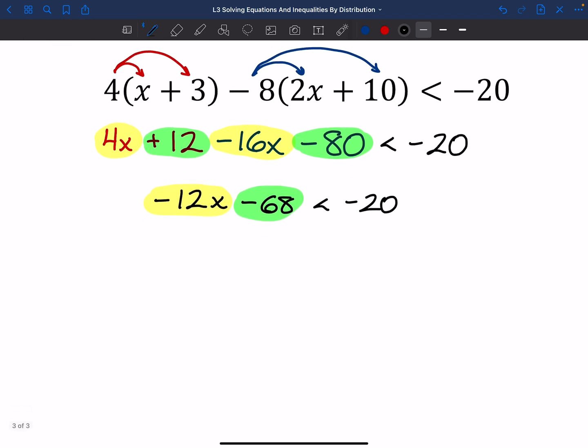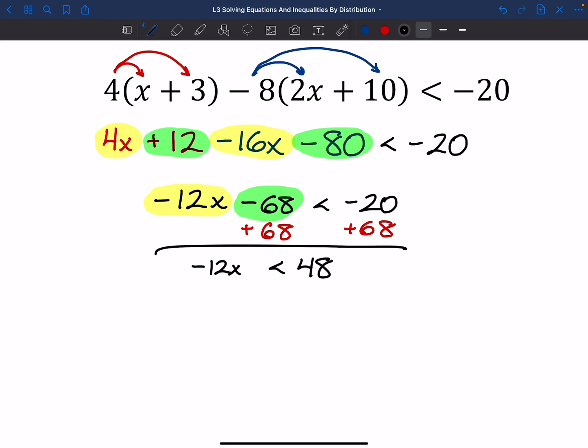So again, 2 steps left, basically. By 2, I mean 2.5. So we need to move that 68 away from the variables. We're going to do the opposite, so we're going to add it to both sides. All right, so we've got -12x. We've got a less than sign, and then -20 plus 68 is going to bring us up to +48.